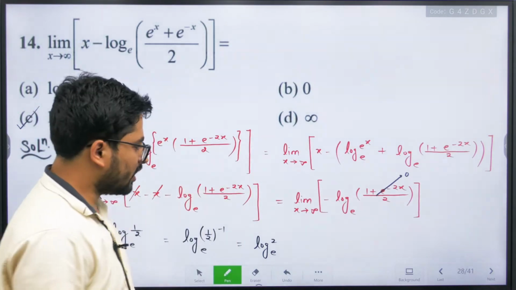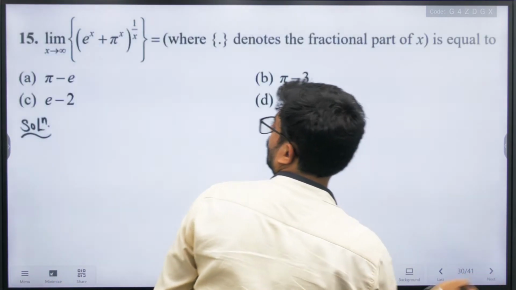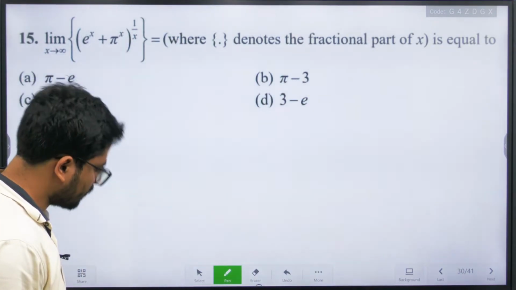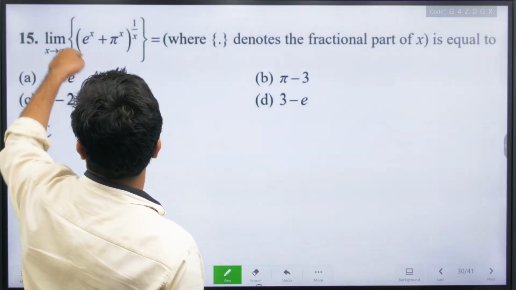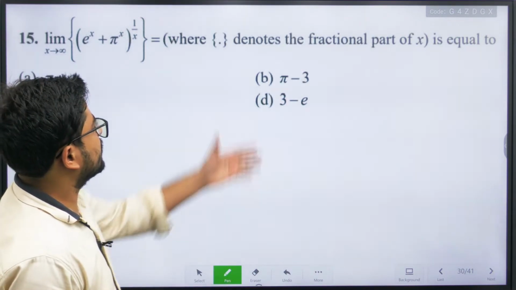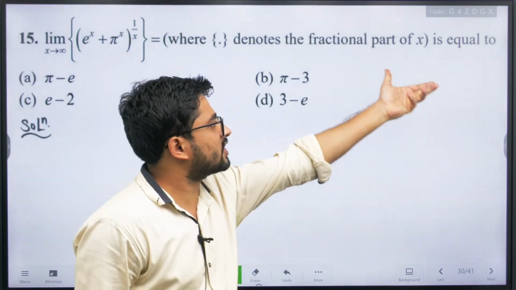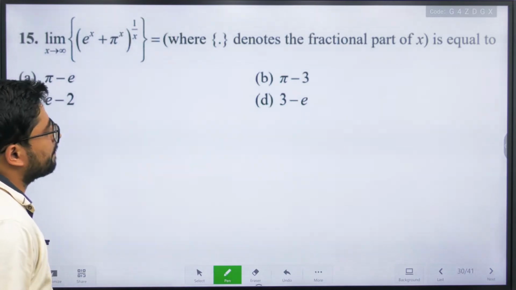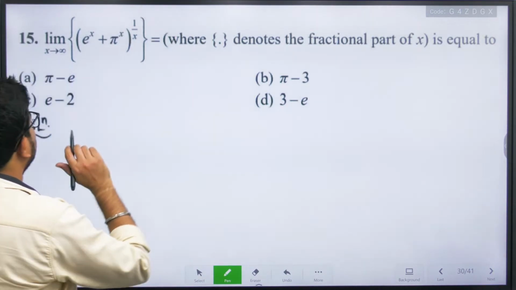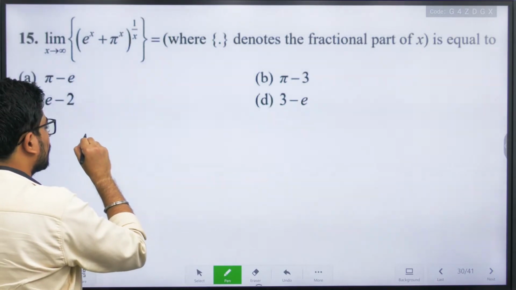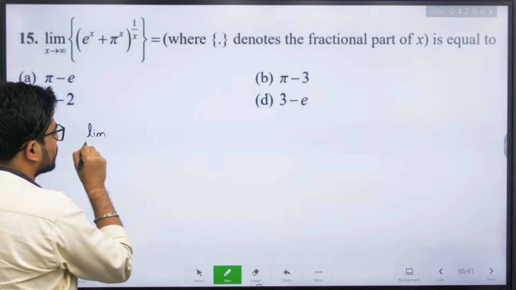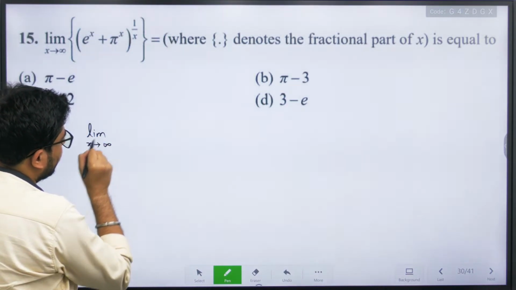Got it? Now let's do the next one. Next is here. Sir, the limit as x tends to infinity of this one, where the curly bracket denotes the fractional part of x, is equal to what? Okay, so you are calculating the limit as x tends to infinity.